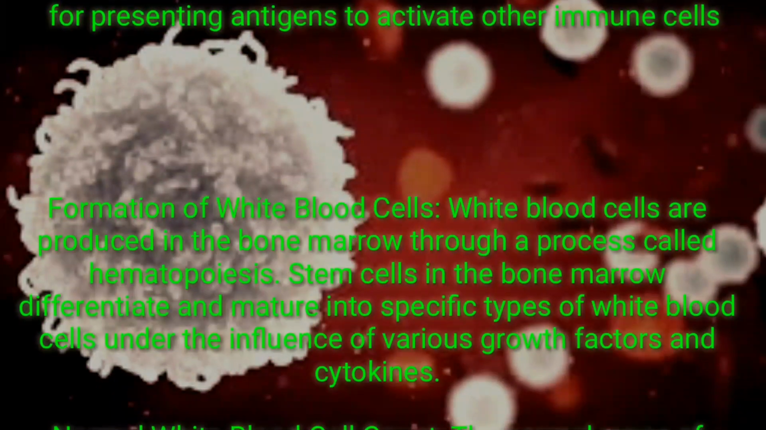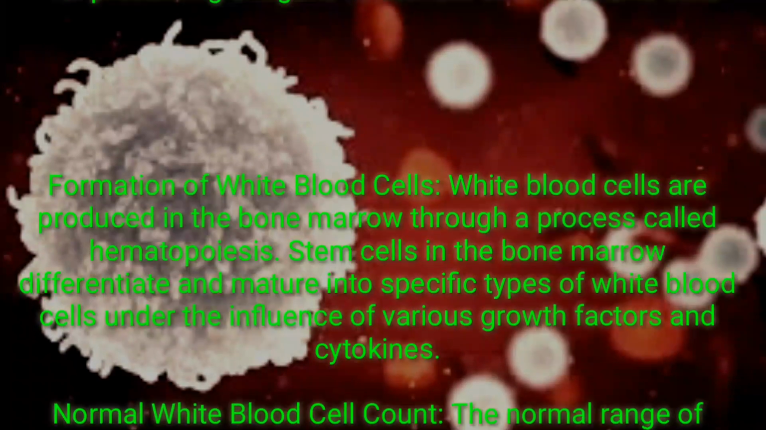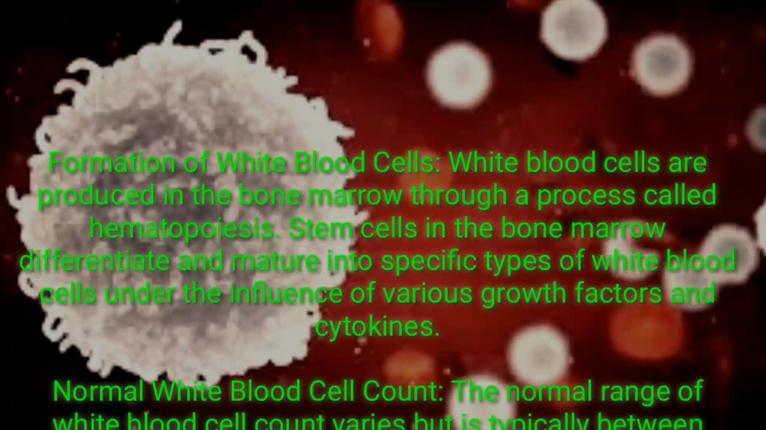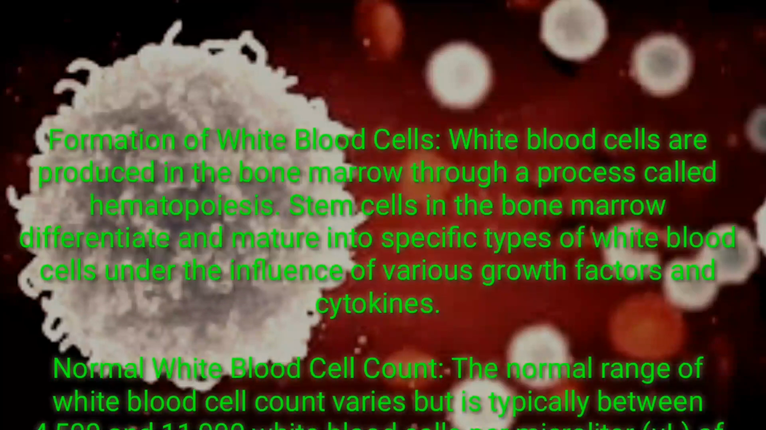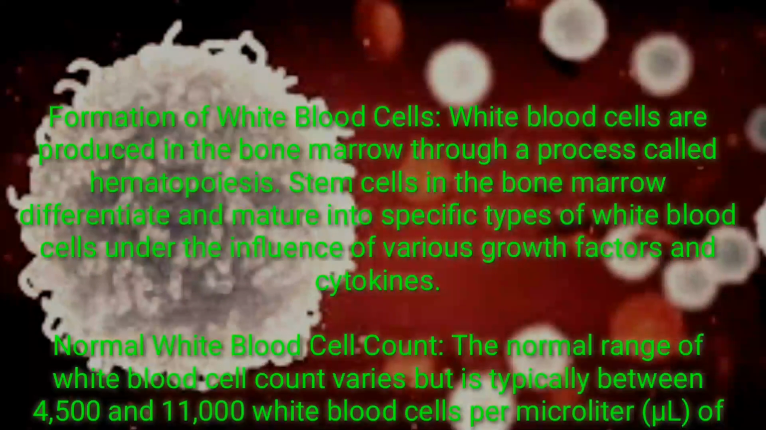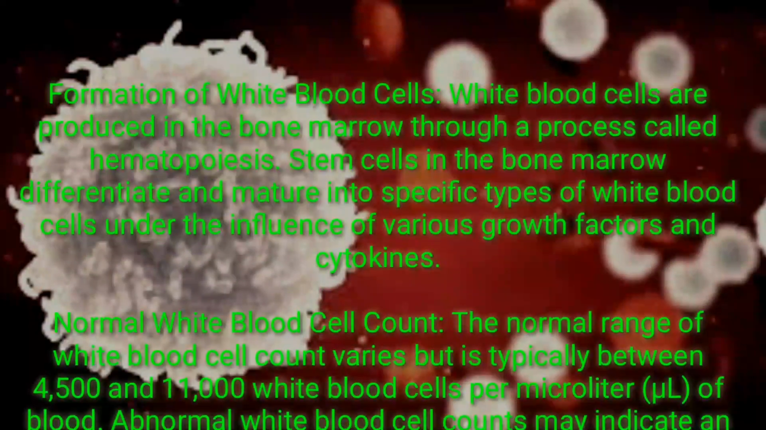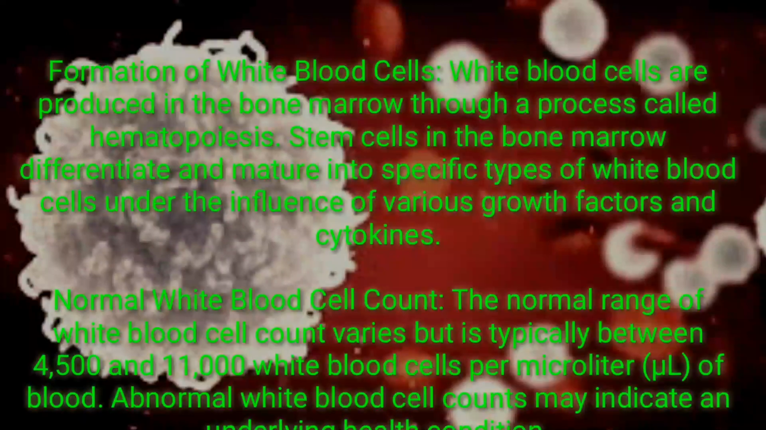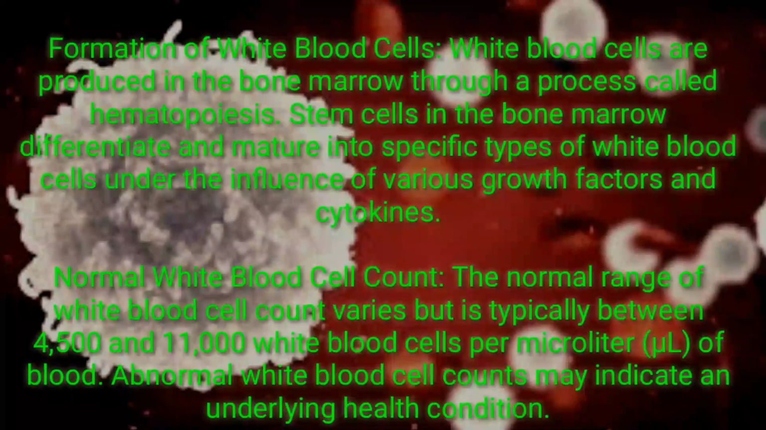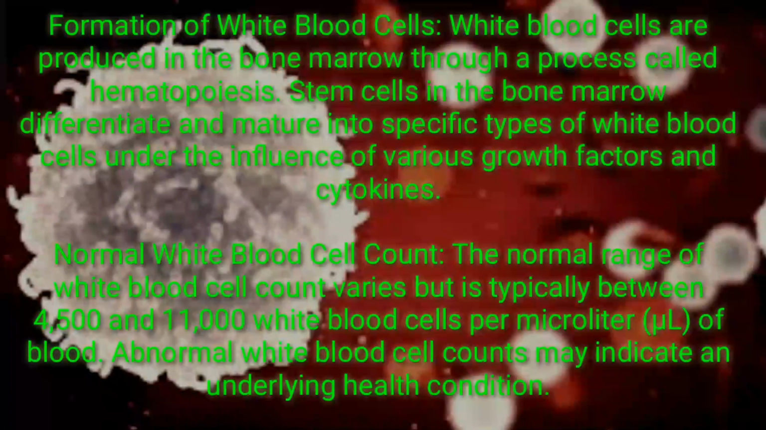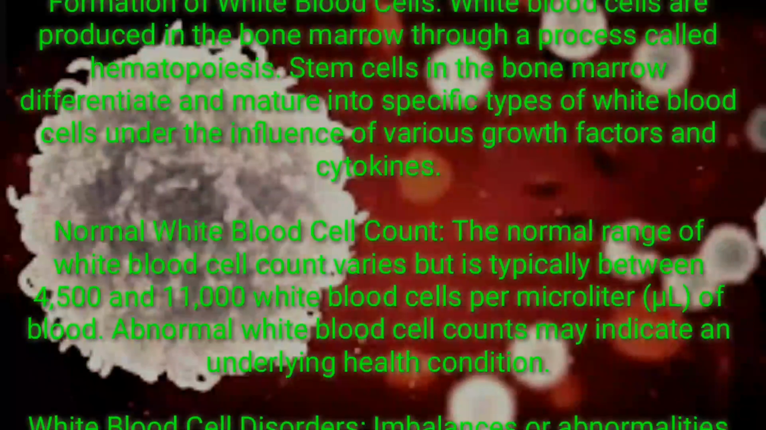Formation of white blood cells. White blood cells are produced in the bone marrow through a process called hematopoiesis. Stem cells in the bone marrow differentiate and mature into specific types of white blood cells under the influence of various growth factors and cytokines.